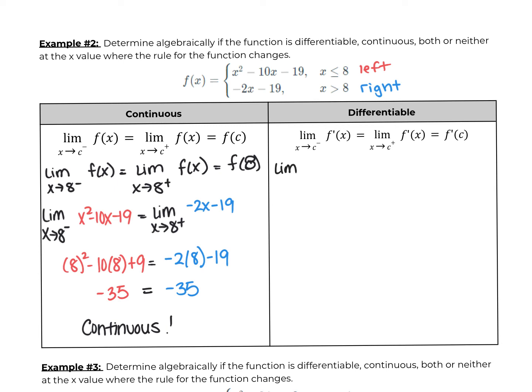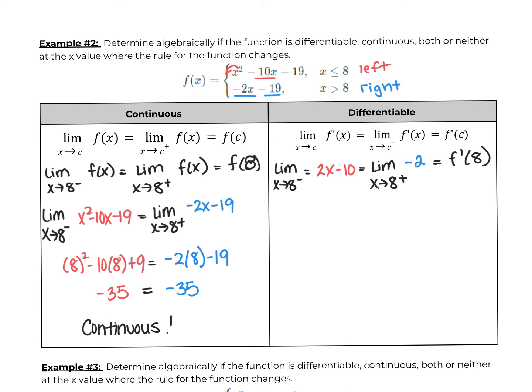So I want to take the limit as x approaches 8 from the left of the derivative of the left side. So the derivative function, take the 2, bring it in front, 2x. The derivative of negative 10x is negative 10. And the derivative of a constant is nothing. And I want to see if this is equal to the limit as x approaches 8 from the right of the derivative of the right side. So the derivative of negative 2x is negative 2. The derivative of negative 19 is nothing. And again, we really don't need this side here. You can write it if you want. This will be f prime of 8.